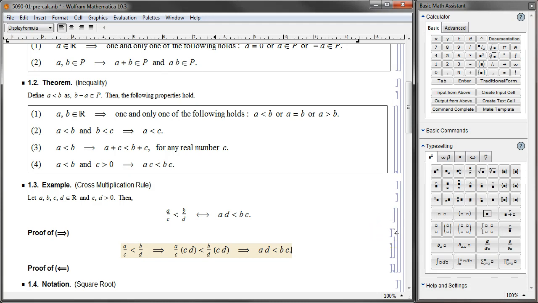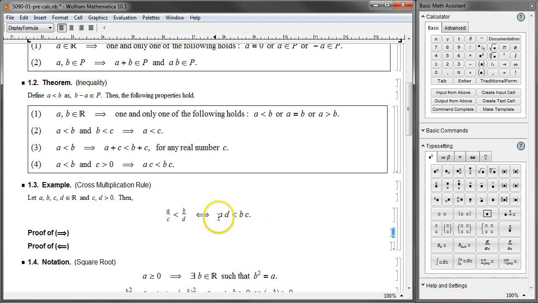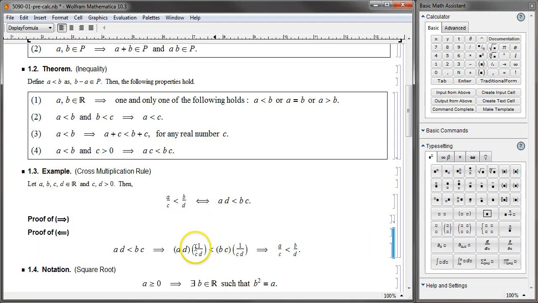Well, that's a little bit trickier. We have to start from here. AD is less than BC, and we have to multiply by a certain positive number. And what will that be? It'll turn out if you multiply by 1 over CD, everything works fine. That's positive and that's positive. So if you simplify D and D on the left hand side, C and C on the right hand side, we get what we want, this one.